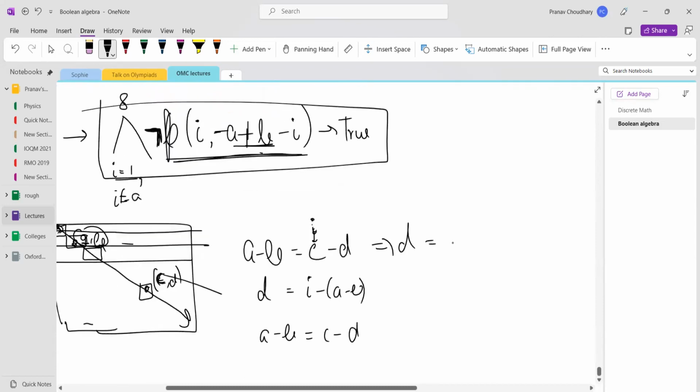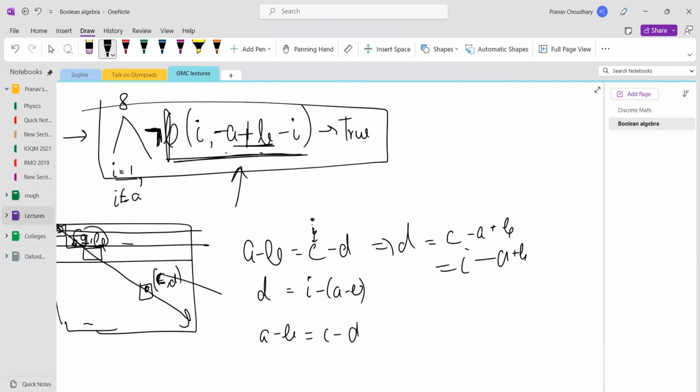So a minus b equals c minus d. This will give you d equals c minus a plus b, which is i minus a plus b. That is what I wrote here. So you check the cell p(i, minus a plus b minus i), and you check the negation of that. Okay. Is it clear to other people?